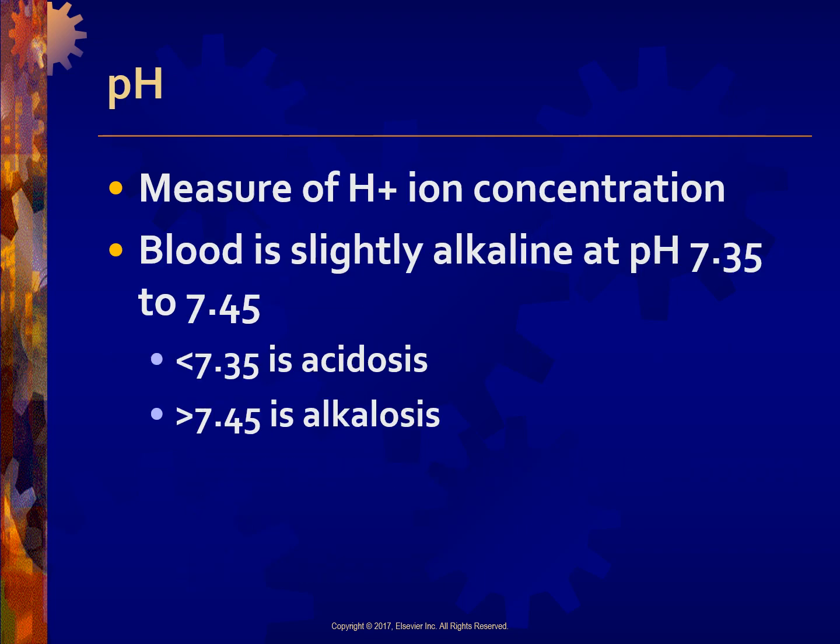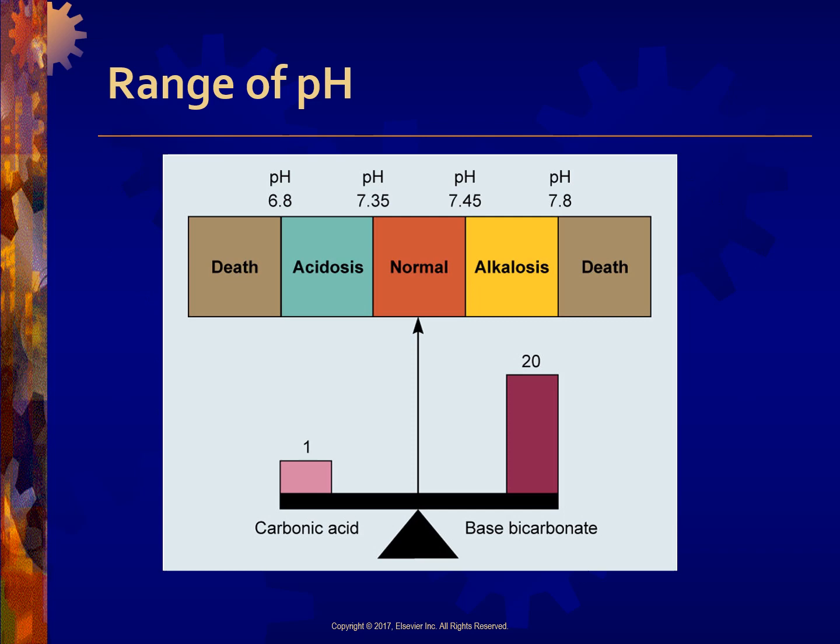The acidity or alkalinity of a solution depends on its hydrogen ion concentration. An increase in hydrogen concentration leads to acidity, and a decrease leads to alkalinity. In a healthy state, a ratio of 1 part carbonic acid to 20 parts bicarbonate provides a normal serum pH of 7.35 to 7.45. Any deviation to the left of 7.35 results in an acidotic state. Any deviation to the right of 7.45 results in alkalosis.